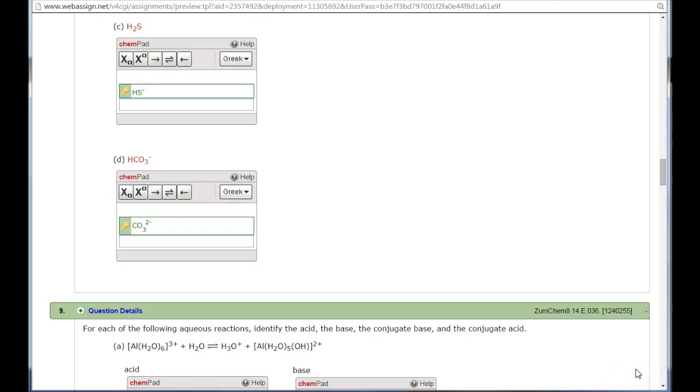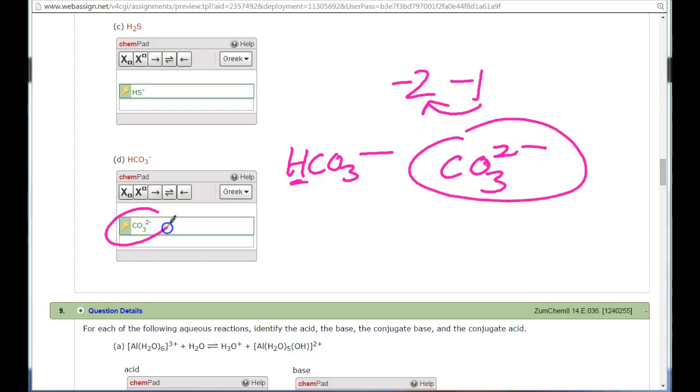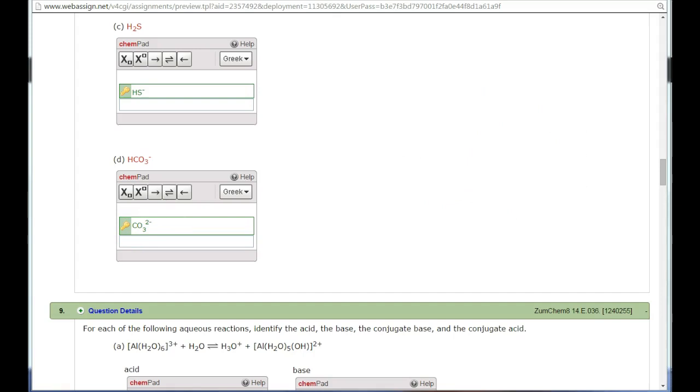Let's look at this next one, HCO3. So we have HCO3 with a 1 minus. We'll take away that H, and it becomes CO3. And we go one more over on the number scale to the left, and that's going to be a 2 minus, or a minus 2, whatever works for you. So that's the answer, and you can see it there.